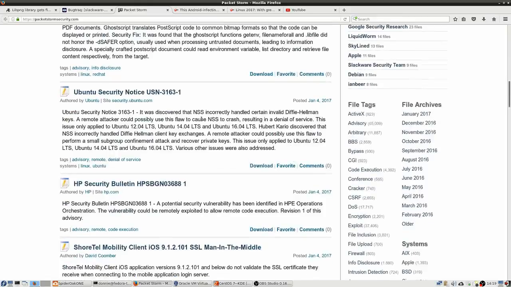Another one here for Ubuntu. The Network Security Services (NSS) incorrectly handled certain invalid Diffie-Hellman keys. So a remote attacker could possibly use this flaw to cause NSS to crash, resulting in a denial of service, and it affects Ubuntu 12.04 LTS, 14.04 LTS, and 16.04 LTS, which is interesting.